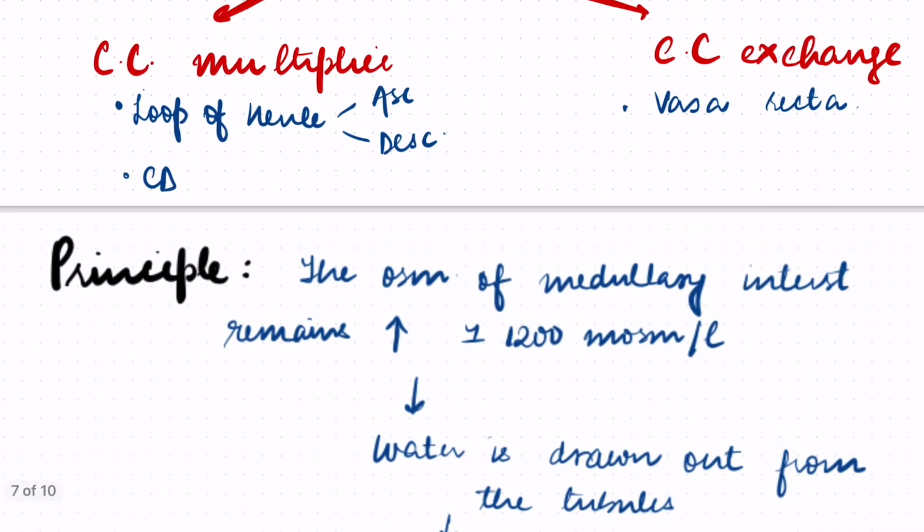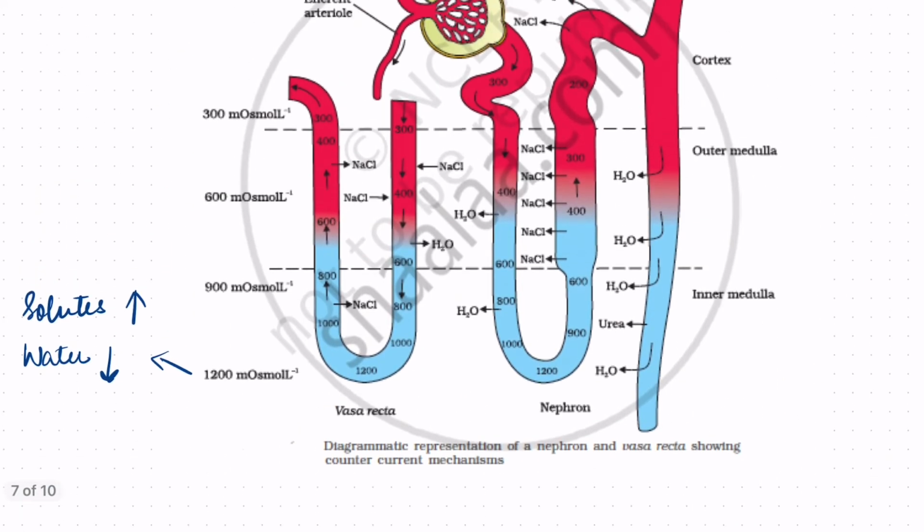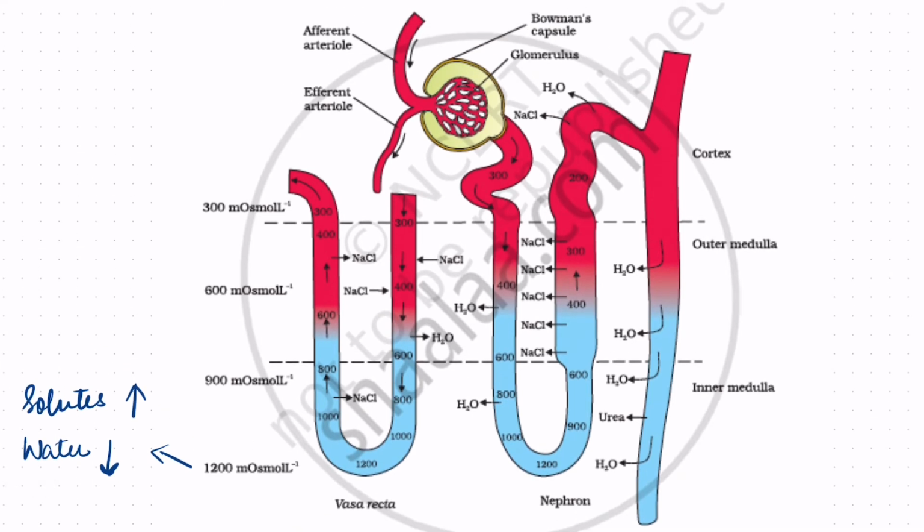Now let's study the mechanism of the counter current. See, first of all, filtrate is formed here in the glomerulus. Then this is the PCT, proximal convoluted tubule, where I told you in the last video. If you have not checked it out, I'll put the link in the description box. First you need to see that video, then only you can understand this one. So you know from the PCT most of the solutes are reabsorbed.